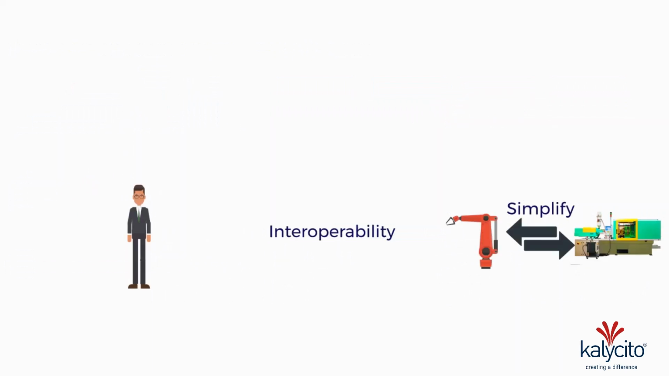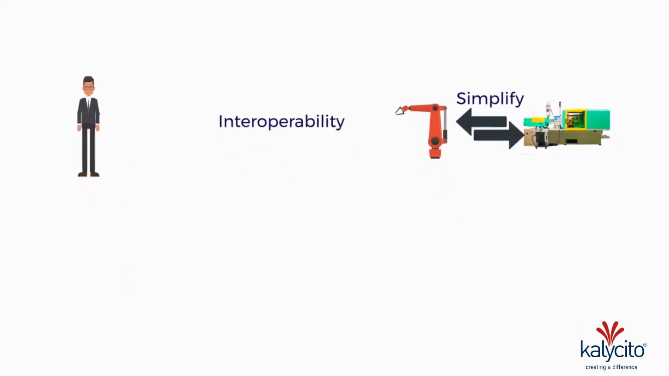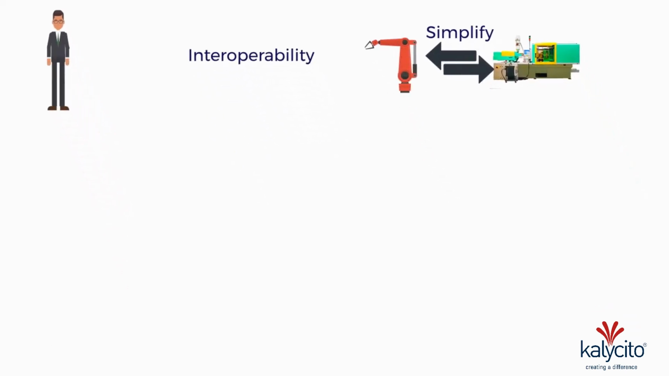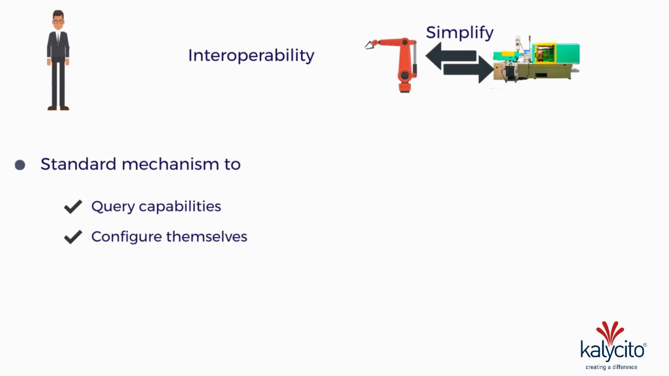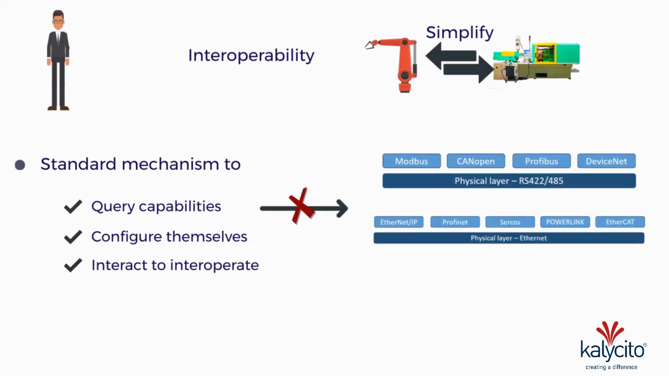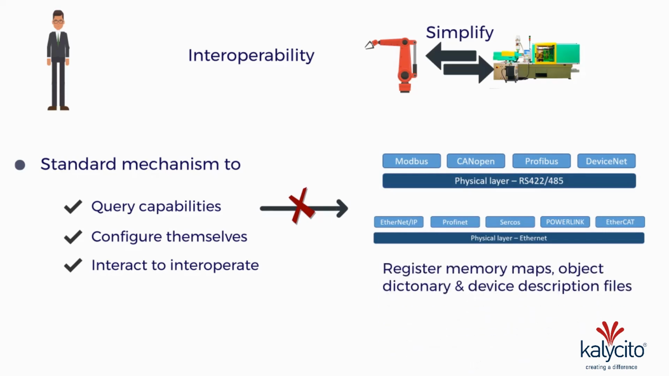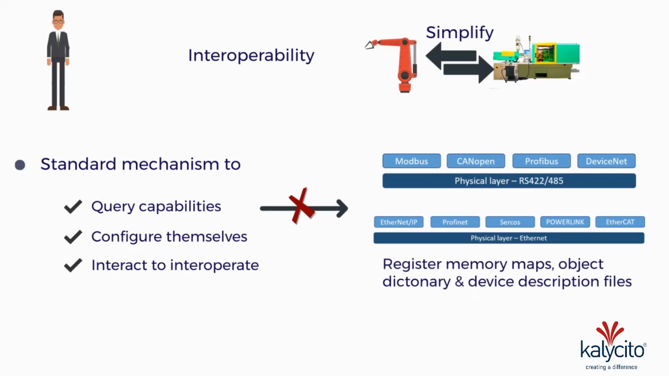As mentioned before, the integration of devices and machines from multiple vendors needs to be simplified for end users. For integration to be simplified, the devices and machines need a standard mechanism to query each other's capabilities, configure themselves, and interact with each other to interoperate according to the required manufacturing processes. Such mechanisms are not possible with the legacy protocols that use less flexible concepts such as register memory maps, object dictionaries, and device description files.